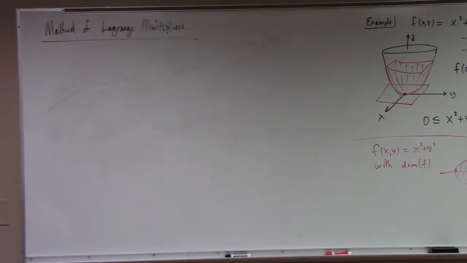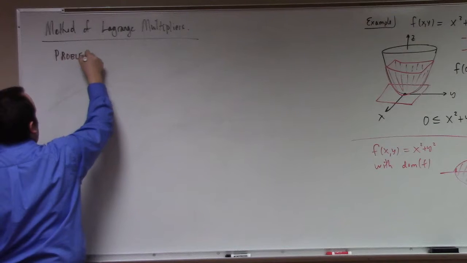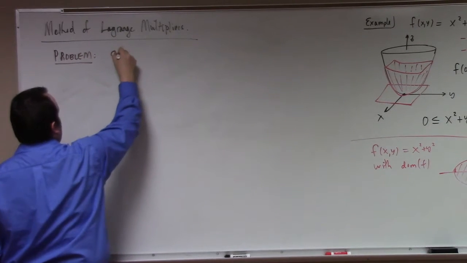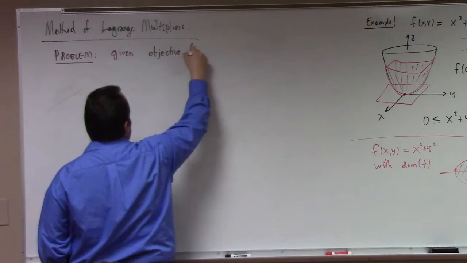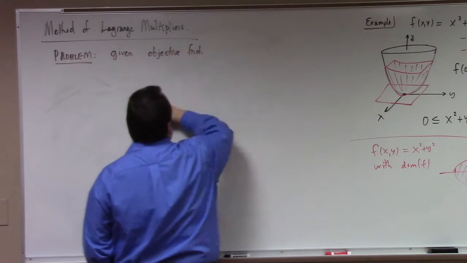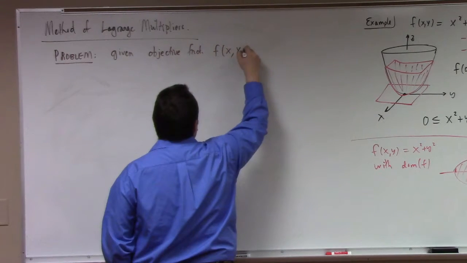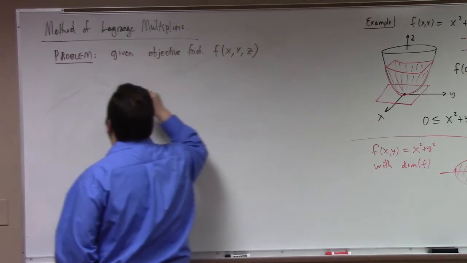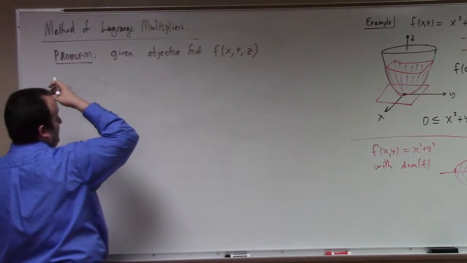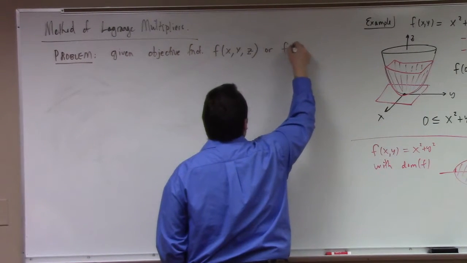So here's the problem. You're given what's called an objective function. Let's say f of x, y. I'll do it three-dimensional because it's more interesting that way. F of x, y, z. Given an objective function f of x, y, z, or it could be two-dimensional, f of x, y.